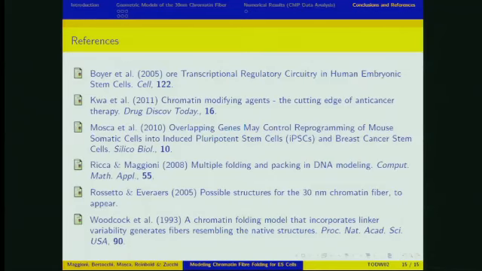So here there are some references related to the work that I just described. In particular, the data that I've considered for the computation are from this one. Thank you very much for your attention.